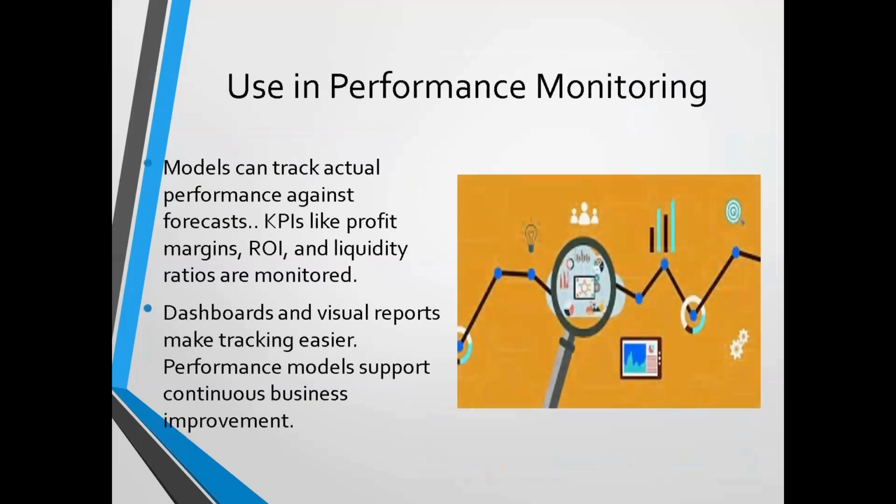The next one is used in performance monitoring. Models can track actual performance against forecast. KPIs like profit margins, ROI, and liquidity ratios are monitored. Dashboards and visual reports make tracking easier. Performance models support continuous business improvement. So this comparison helps managers understand various variances and take corrective actions.